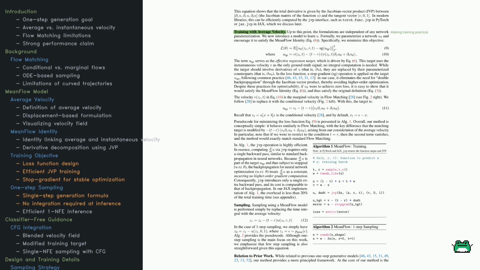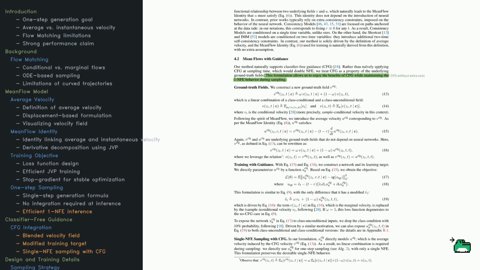Let's talk about classifier-free guidance, CFG. It's a common way to improve the quality of generated samples, but normally you have to pay for it. You run the model twice, once with the class label and once without, and then mix the results. What the authors do here is bake CFG into the Meanflow framework without needing 2 passes. They define a new velocity field that blends the class conditional and class unconditional fields. A weighting parameter controls how much influence the class label has. So if the weight is high, the model strongly follows the label. If it's low, it generates more freely.